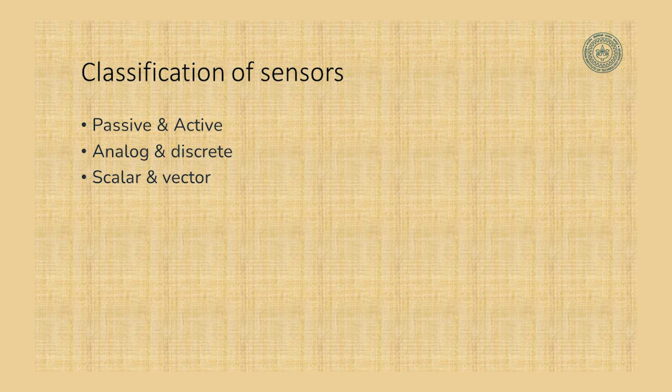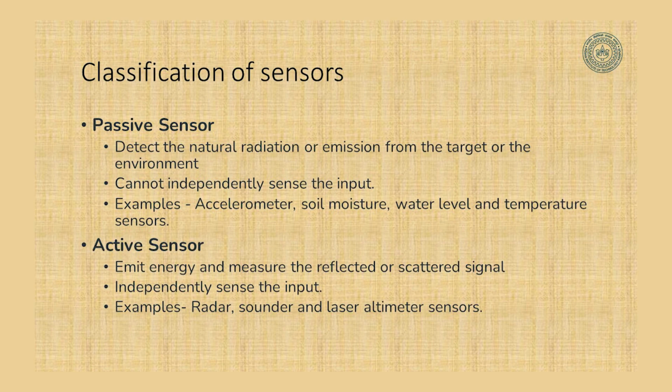So, let us look at how sensors can be classified. Typically, sensors can be classified as one of three types. One is passive and active. Yes. So, it is usually a hardware. So, we will look at types of transducers. You can also classify sensors as analog and discrete, and you can also classify them as scalar and vector. So, let us look at what these mean.